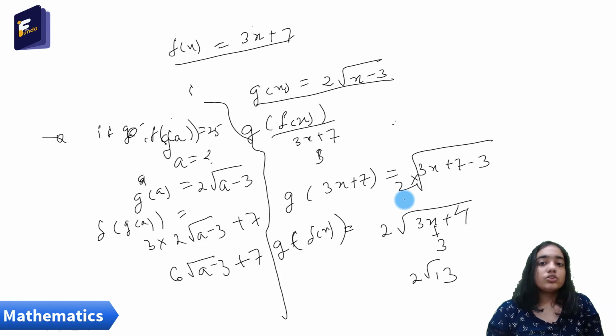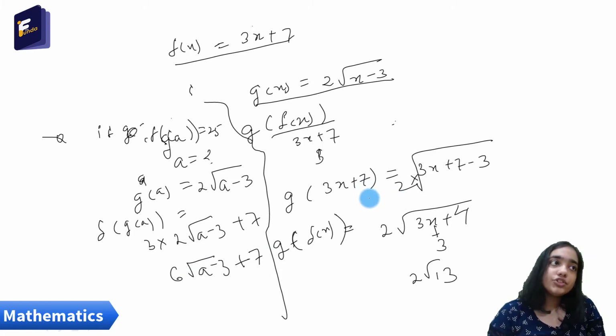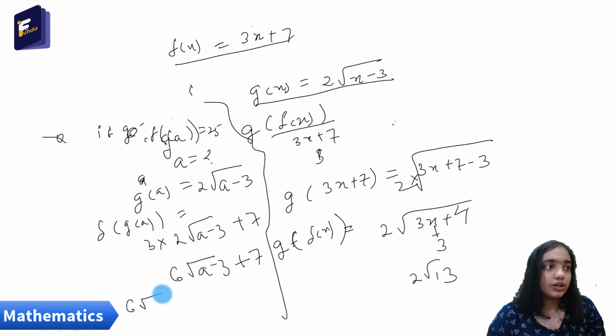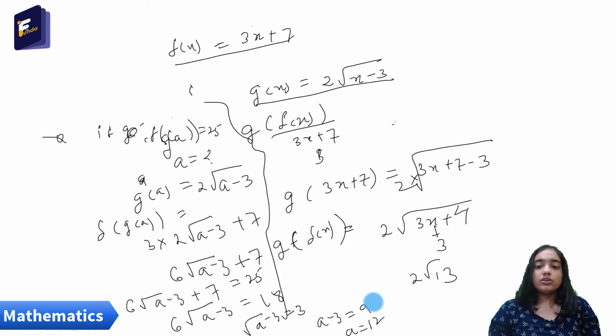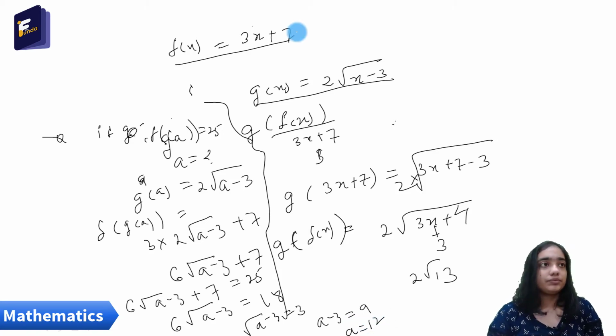We know that f of g of a is equal to 25. So here 6 root a minus 3 plus 7 equals 25. So 6 root a minus 3 equals 18. Root a minus 3 equals 3. So we will square both sides. A minus 3 equals 9. So a equals 12. Now we have got this answer.